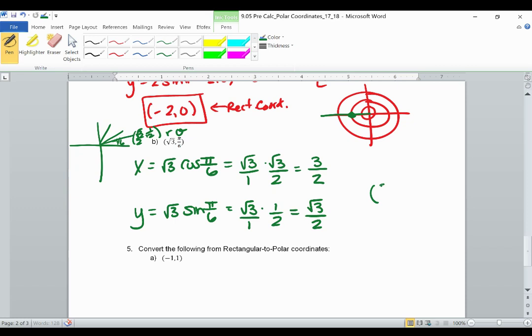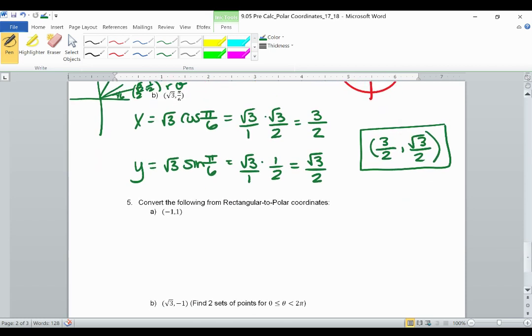So in rectangular coordinates, my x is 3 over 2, so 1.5. And my y would be rad 3 over 2. So you would go up that decimal. And that's it for converting from polar to rectangular. Now let's go the other direction. So if I give you rectangular, I give you the x and the y, I want you to be able to come up with the polar coordinates, so r and theta.